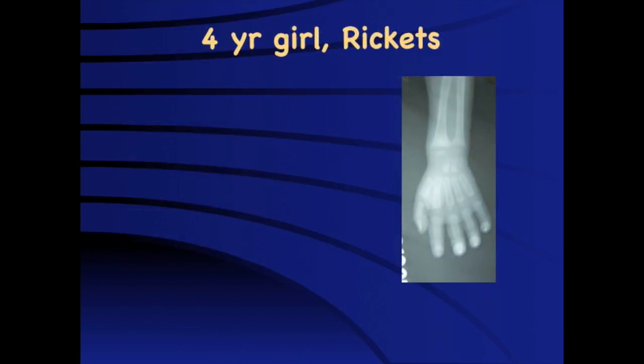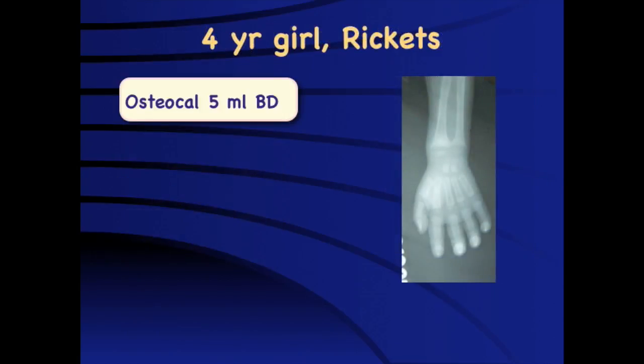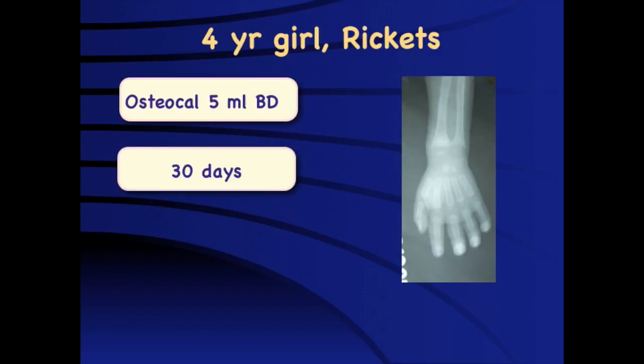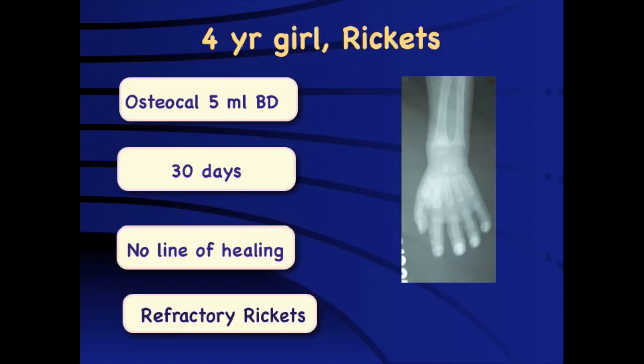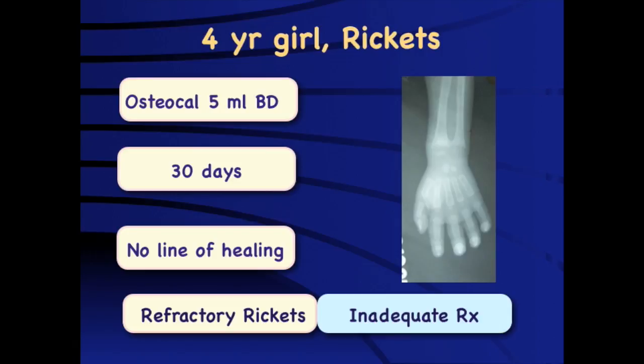A 4-year-old girl with rickets was given osteocalcium 5 ml BD for 30 days, and still there is no line of healing. Is this refractory rickets? No, this is not refractory rickets. This is inadequate treatment because this child has not got any vitamin D, and refractory rickets by definition is lack of response to 2 adequate courses of vitamin D therapy, and this child would not fit into that. So this is inadequate treatment and not really refractory rickets.